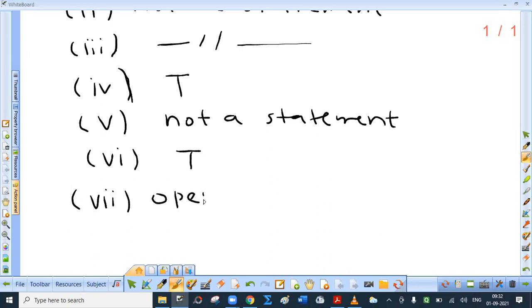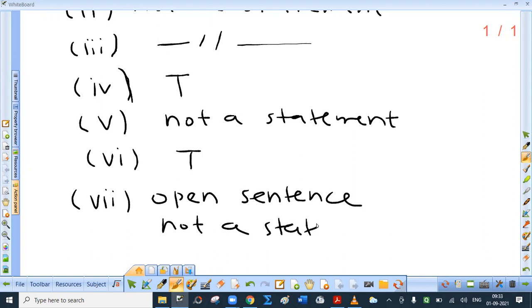Open sentence, because x square need not be x. If x is 3, is 3 square 9? No. So it is an open sentence, so it is not a statement. But remember, we can convert it into a statement, which we will discuss later when we discuss quantifiers.